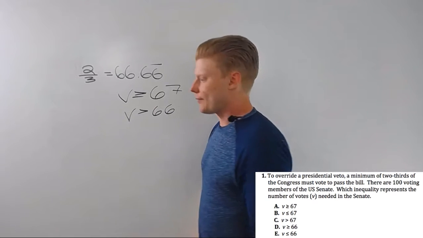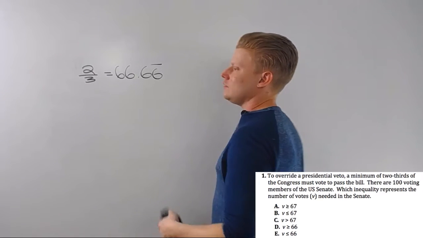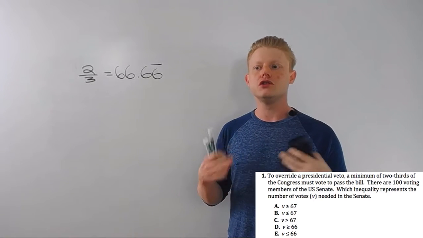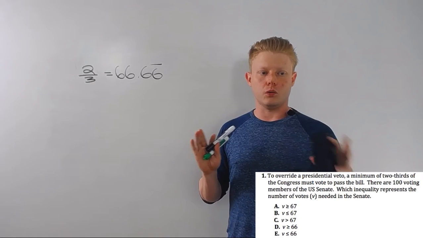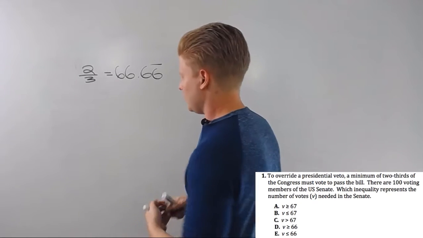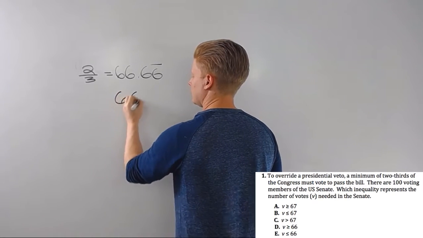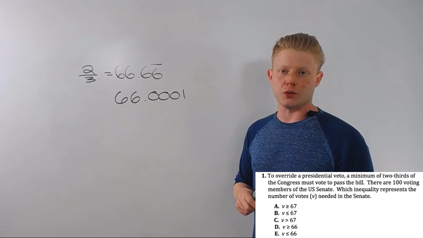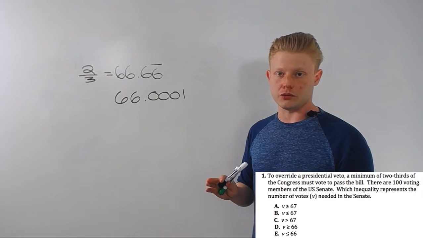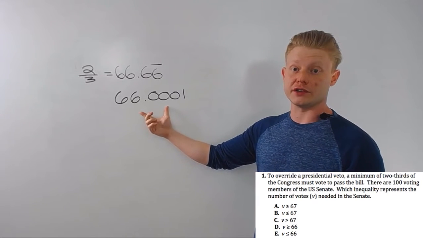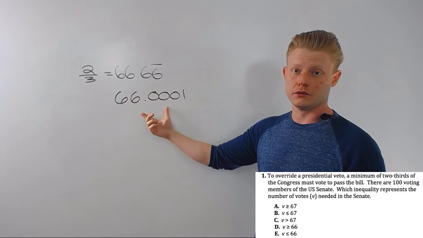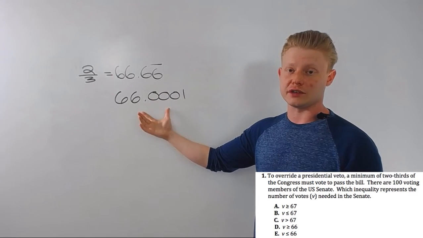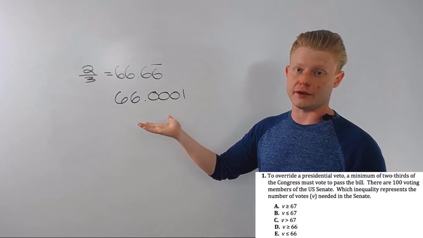Let's talk a little bit more about this rounding up thing. Now, the ACT is usually pretty kind with this. They're usually not going to give you something where you kind of have to round up or round down. Usually the stuff that you would round up or round down ought to be rounded up or down anyway. But even if, let's say, this wasn't 66.6, let's say it was 66.0001, it would still be 67 votes that you need. Why? Because you need at least 2/3. 66 would be slightly under 2/3, right? Let's say if this is exactly 2/3, 66 is slightly under. So you'd have to go to 67.